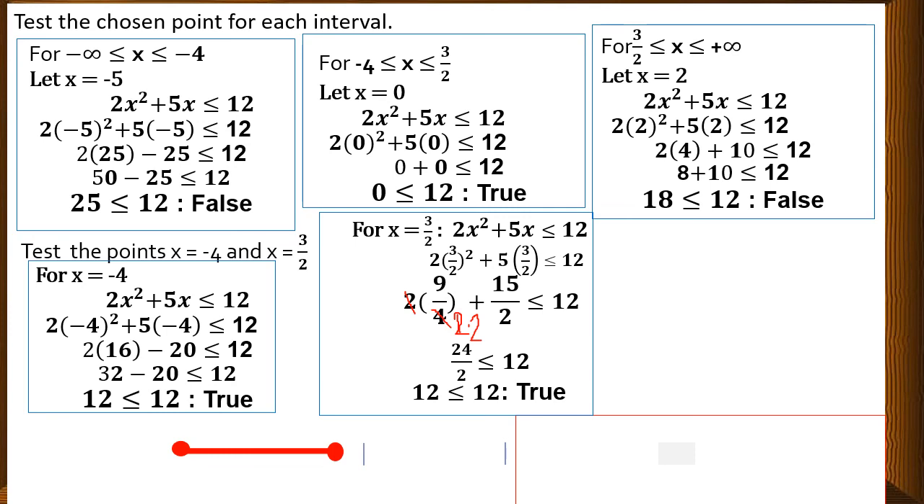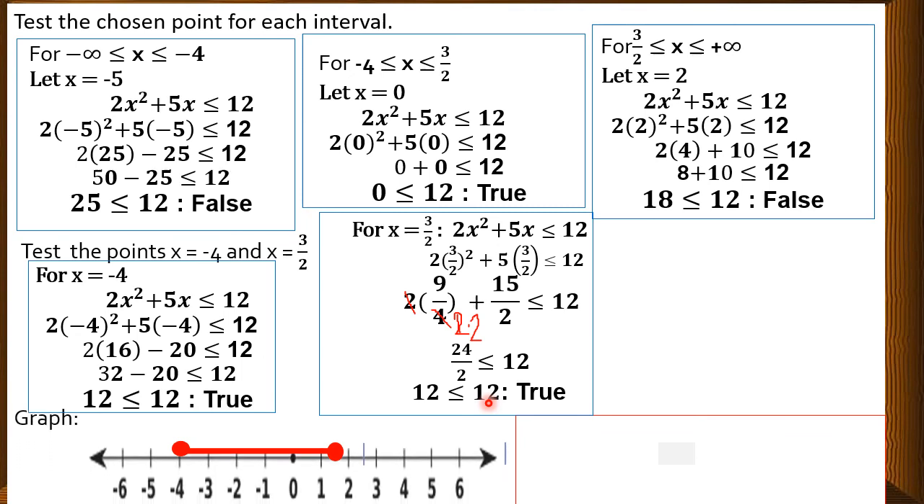And 9 over 2 plus 15 over 2, the same denominator, copy the denominator 2 and add the numerator. So 9 plus 15, that is equal to 24. And 24 divided by 2 is equal to 12. So 12 is less than or equal to 12. And this is a true inequality. So it means at x that is equal to 3 halves, this is also part of the solution.